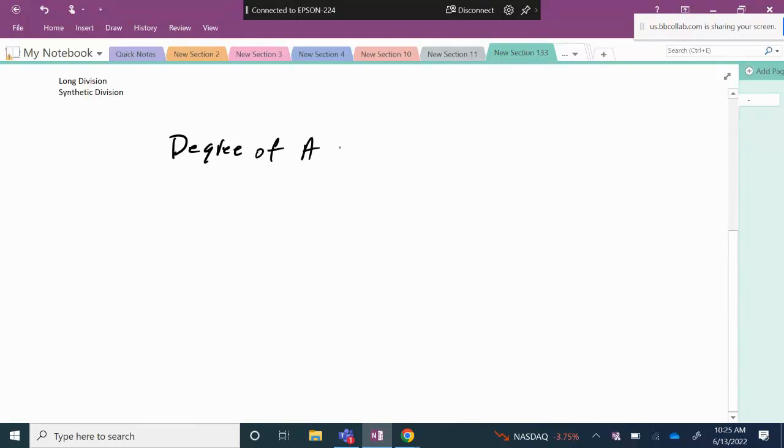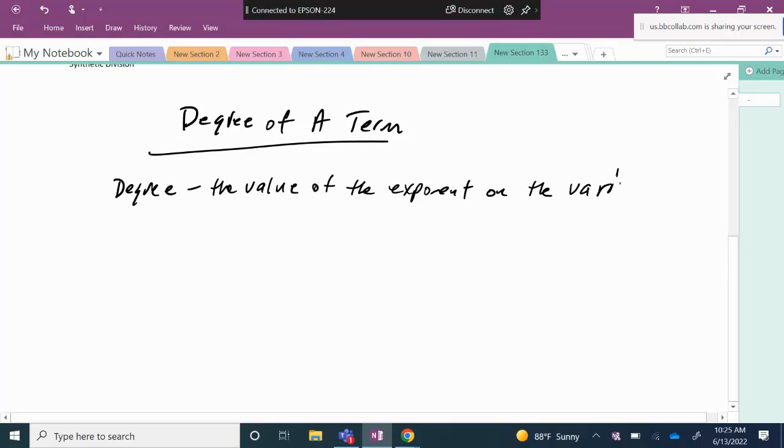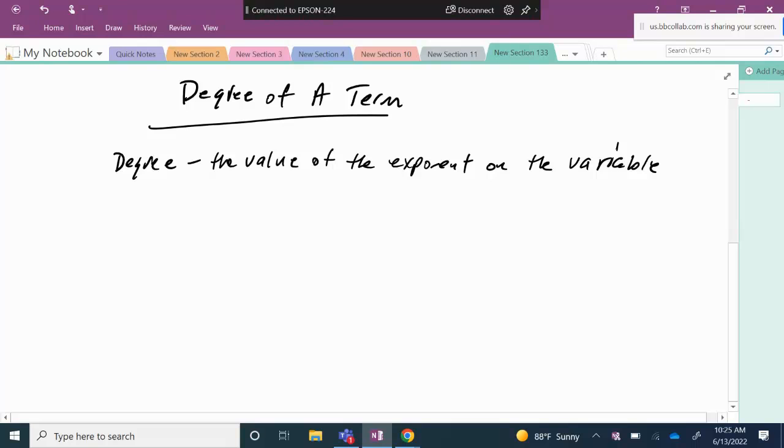of a term. Okay, because you're going to hear me mention a degree. So I just want to clarify what a degree is. So a degree of a term is nothing more than the value of the exponent on the variable. Okay. All right, so the degree is nothing more than the value of the exponent on a variable.